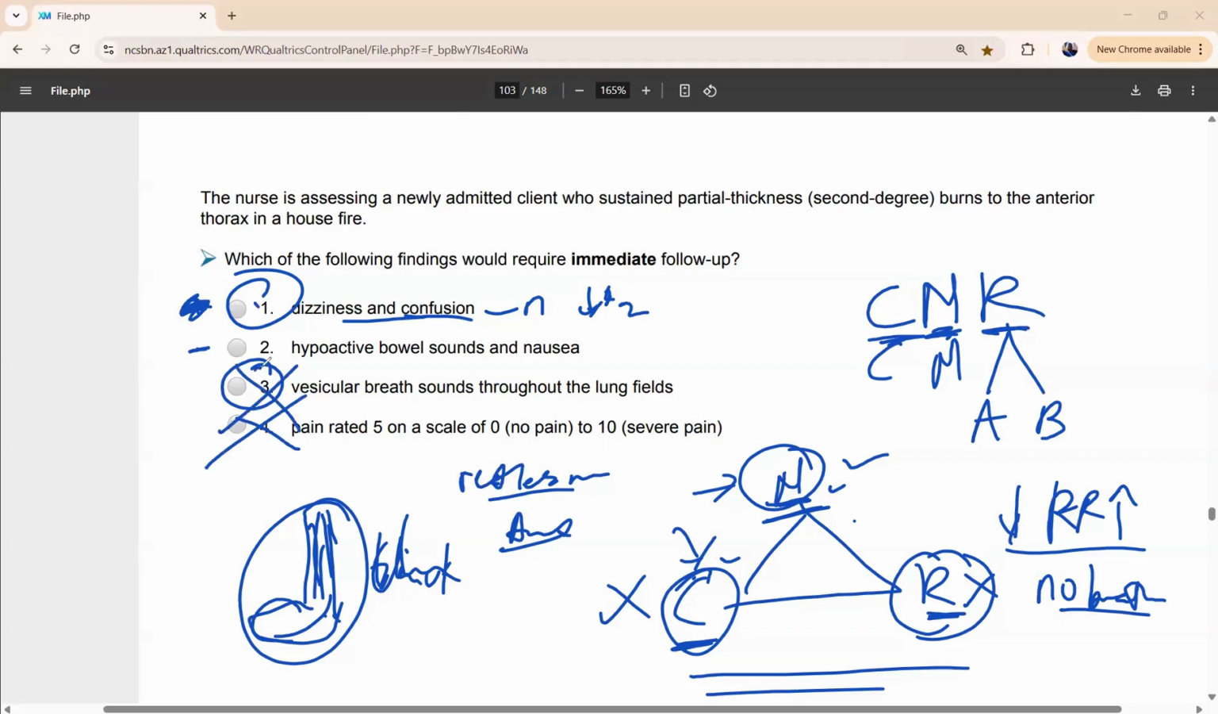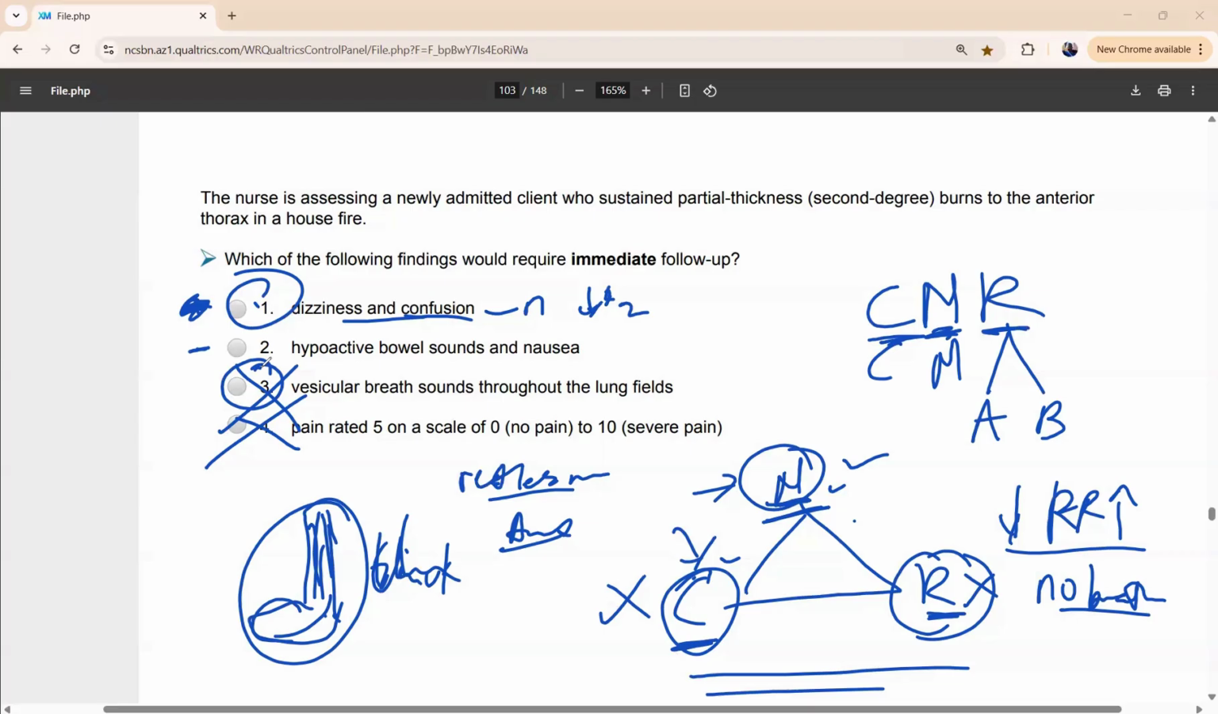Now, if you are left with 1 and 2, that's the reason why I used to say you need to know abnormal breath sounds and normal breath sounds. Vesicular breath sound is normal, right? Vesicular breath sound is normal. So that's what you need to know. You understand? So vesicular breath sound is definitely normal. Your abnormal breath sounds are like your crackles, wheezing, rhonchi, stridor. Those are your abnormal breath sounds. Am I making sense?